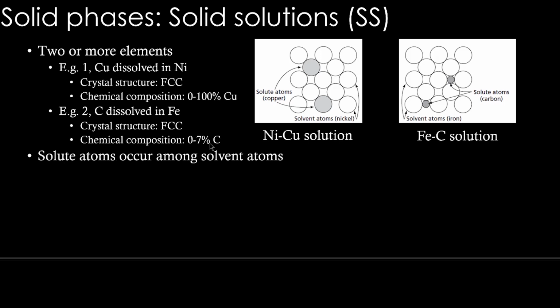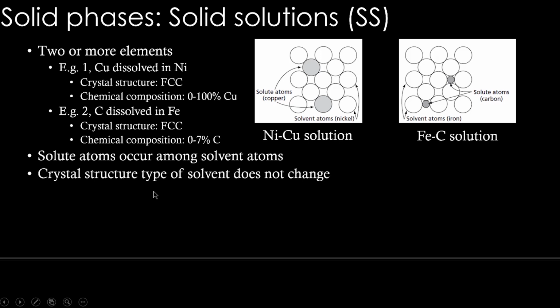So solute atoms occur among solvent atoms. This is how a solution is, and the crystal structure type of the solvent does not change. Here it is the FCC crystal structure for nickel, and as copper dissolves, that structure doesn't change. Here it is the FCC iron crystal structure and it doesn't change as carbon dissolves.